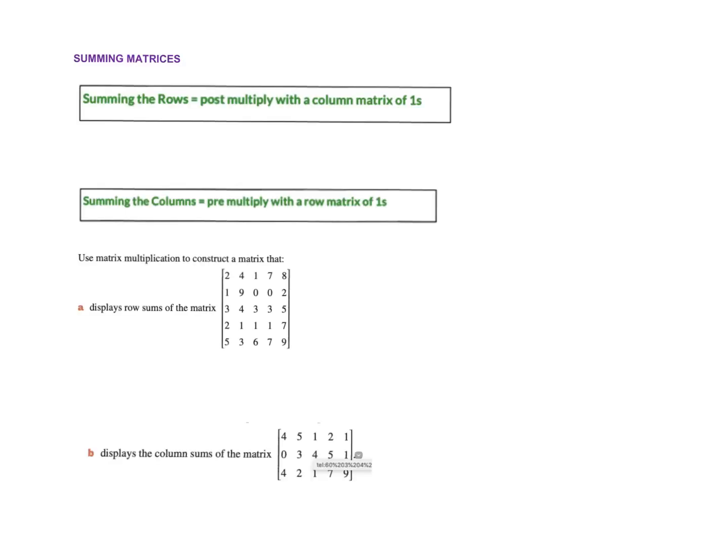So they will use it in wording, so you've got to be aware of this. They will say, make up a matrix that's a summing matrix. Summing means you want to add something all up, okay? So what we know is, if we post multiply, so that means multiply after, with a column matrix of 1s, it will add up the rows.